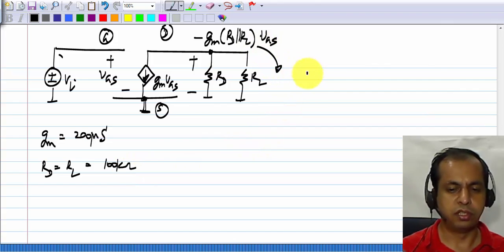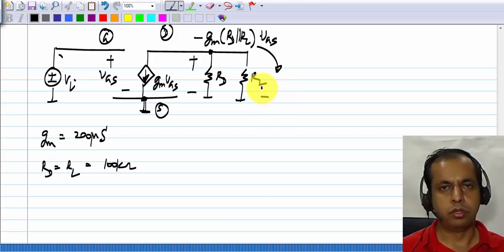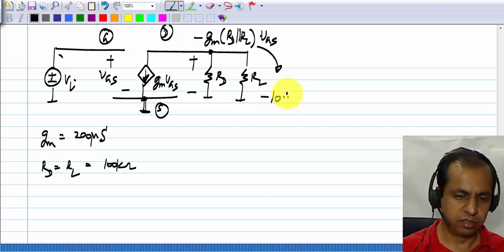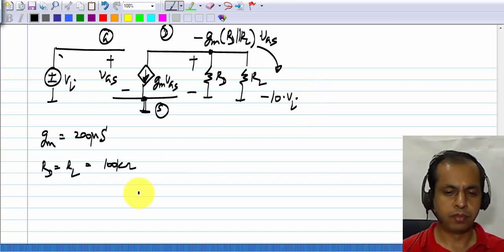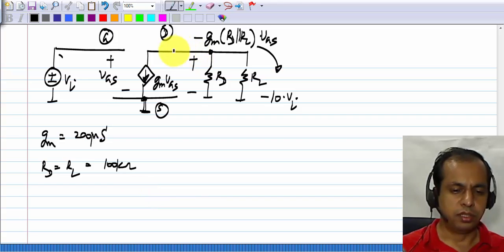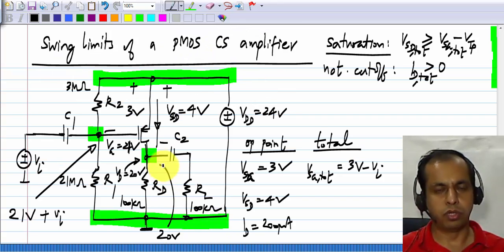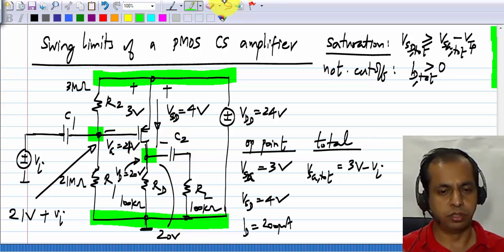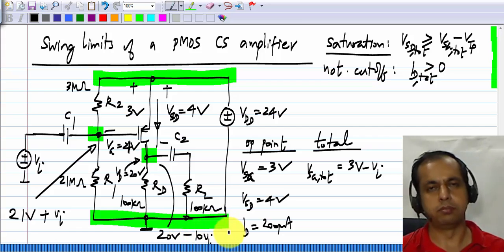In this particular case, gm is 200 microsiemens and RD and RL are 100 kilo ohms. So this turns out to be minus 200 times 50, so that is minus 10 times Vi. So the incremental voltage at the drain is minus 10 Vi. So the total voltage is 20 volts minus 10 times Vi.